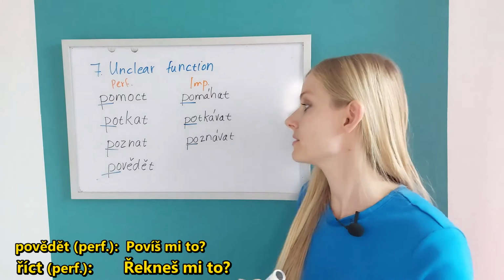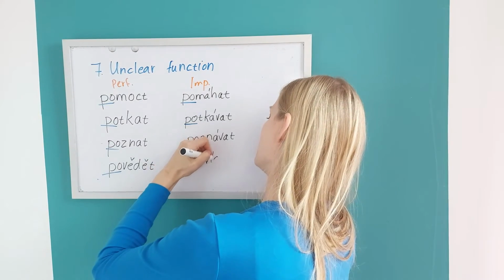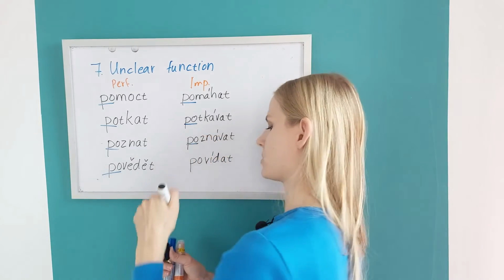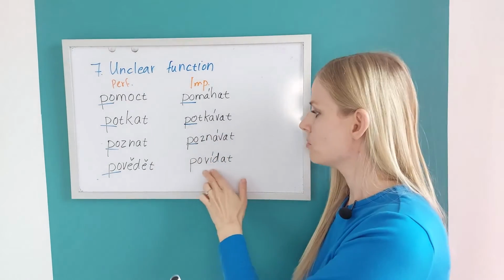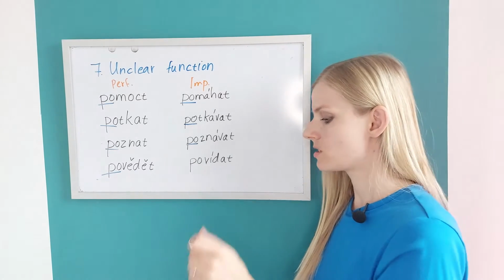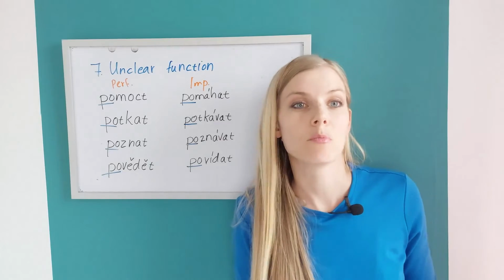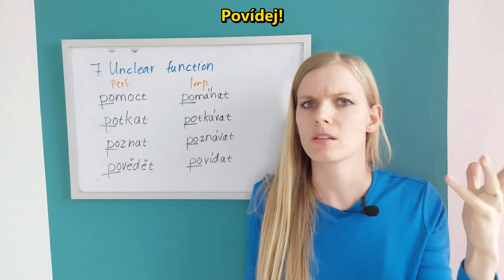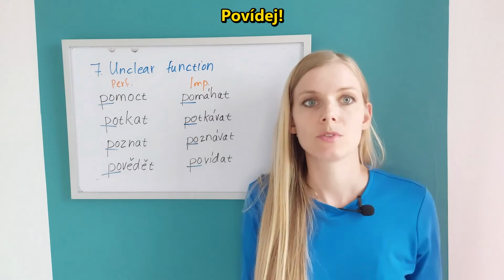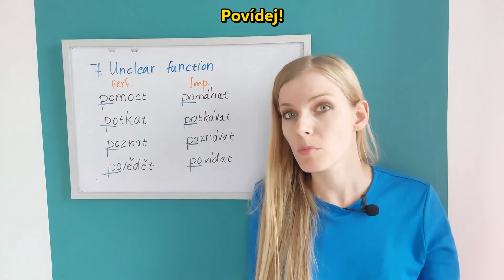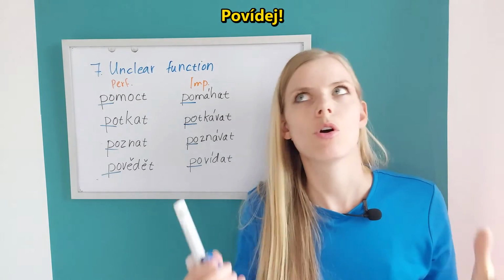And the imperfective version with the prefix po as well is povídat. Povídat, we spoke about it last time. Povídat si, to chat informally. And povídat also means to say or tell, but it's imperfective. You could tell someone povídej. That means tell me. When someone had an interesting day, something interesting happened, you can invite them to tell you all about it by saying povídej. Povídej, tell me all about it.